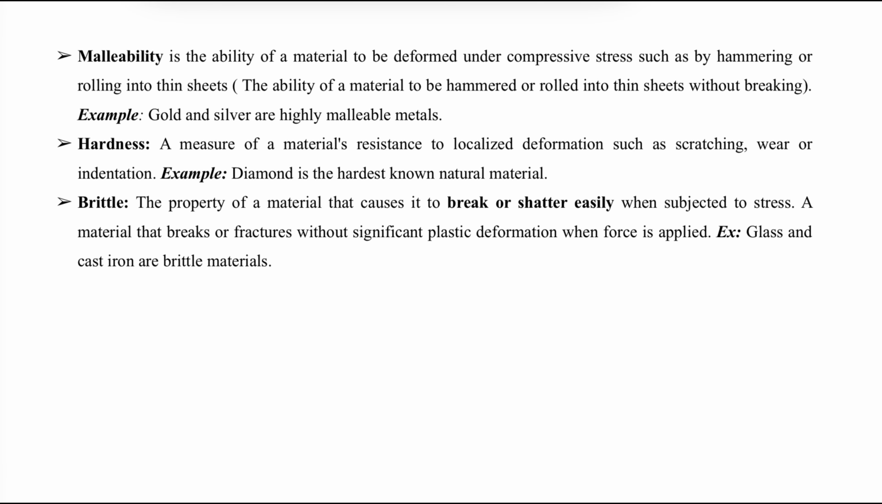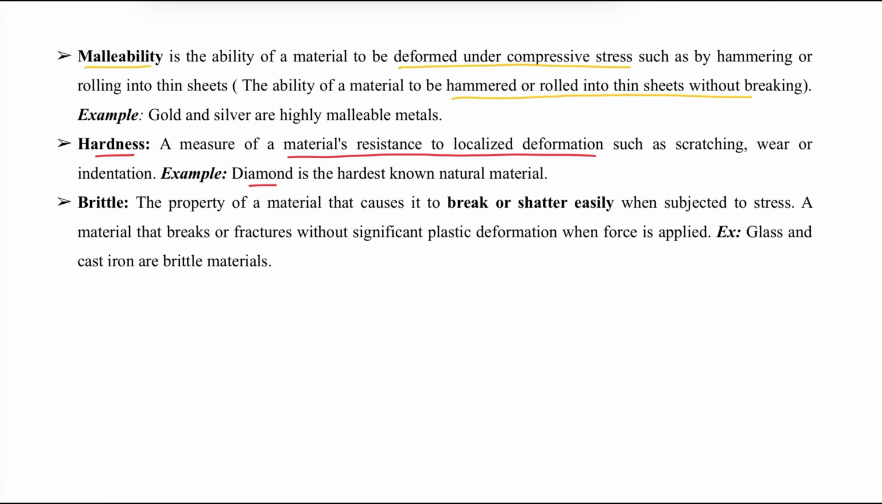Definition of malleability is the ability of a material to be deformed under compressive stress, such as by hammering or rolling into thin sheets. The ability of a material to be hammered or rolled into thin sheets without breaking is malleability. Hardness is a measure of material resistance to localized deformation such as scratching, wear, and indentation. Example is diamond.